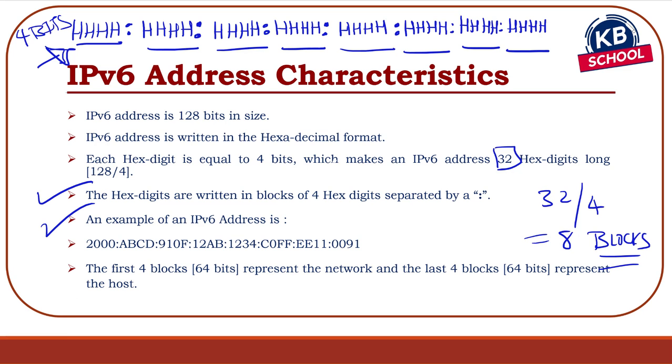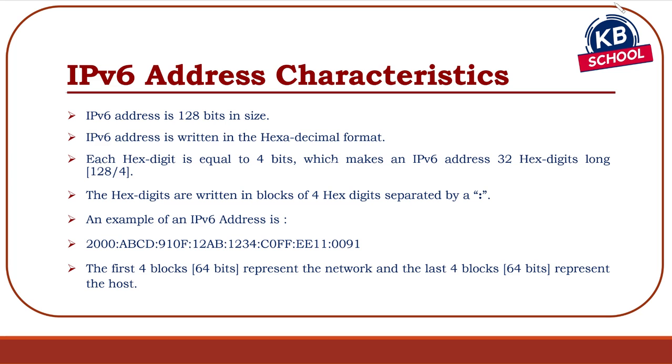Now, a typical example of an IPv6 address is written over here. 2000, ABCD, 9104, F12AB. So you have some digits over here. Those are hex digits. 1234, C0FF, EE11, 0091. So that's the total IPv6 address.